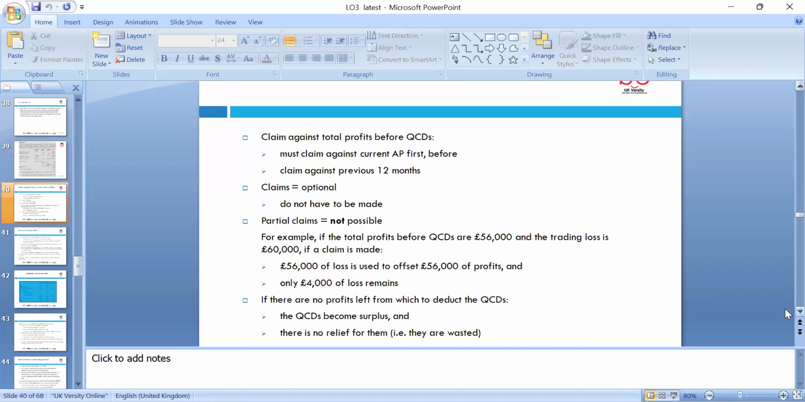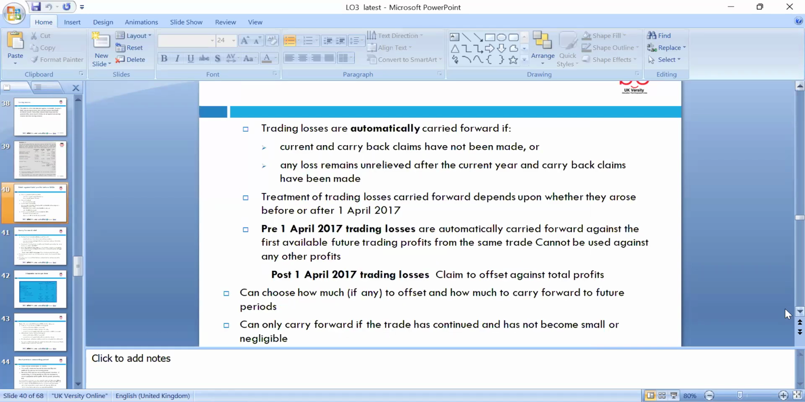Claim again the profit. We can look at the qualifying amount, how much we can claim. We can look at the trading losses. We can carry forward up to 5 years, with the brought forward amounts looked at each year, like trading losses carried forward. If the carry back claim has not been made, the loss remains to be relieved after the current year and the carry back claims have been made.